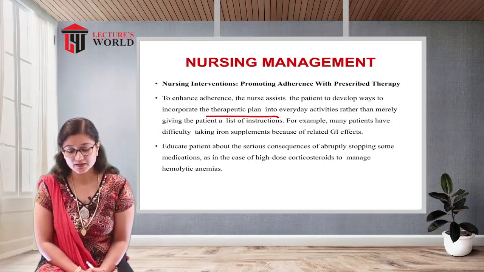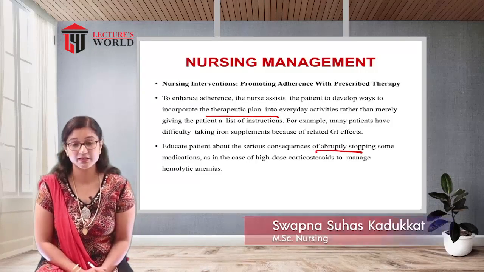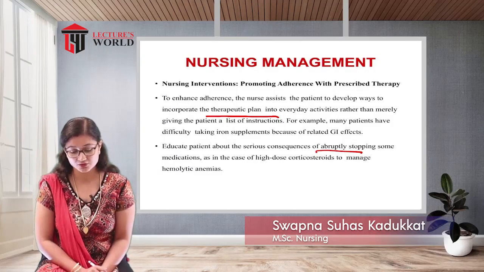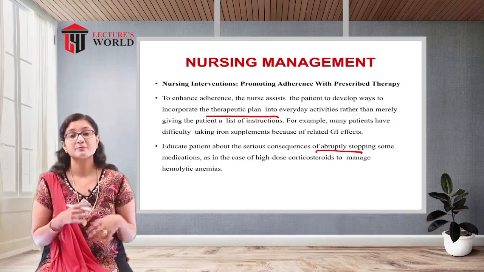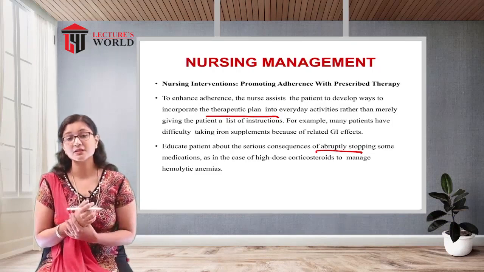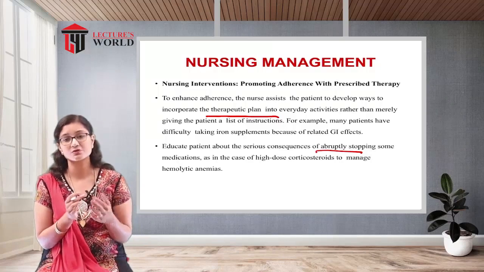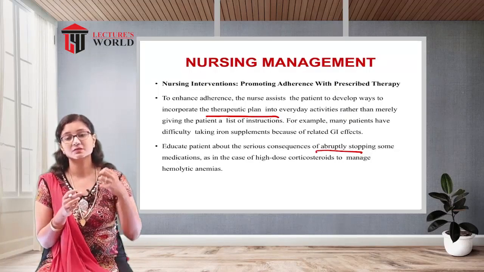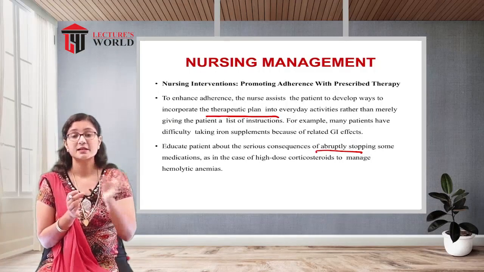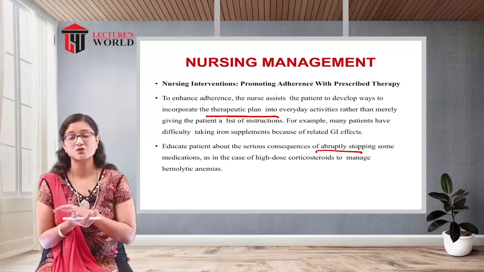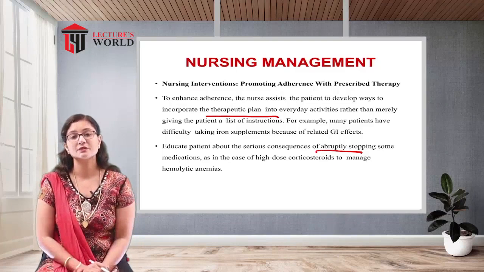Educate the patient about the serious consequences of abruptly, that is suddenly, stopping some medications, as in the case of high dose corticosteroids used to manage hemolytic anemia. In hemolytic anemia, that is the breakdown of RBCs which we had seen, we commonly give corticosteroids to the patient. So steroids cannot be stopped abruptly. Always we give a particular dose and then reduce the dose and reduce the time period also. It cannot be stopped abruptly. Okay, it's very important information you need to give to your patient.